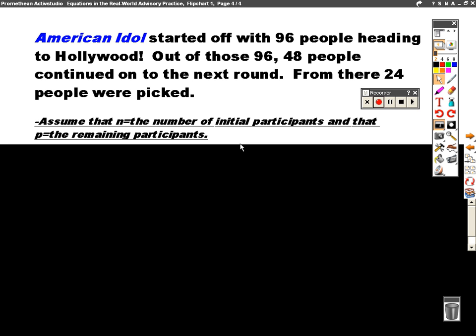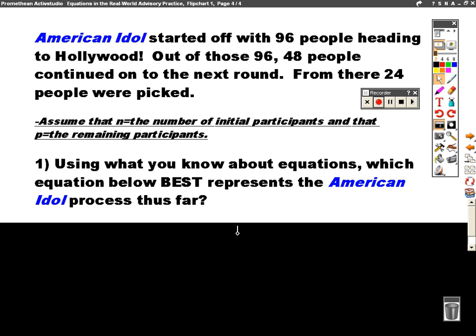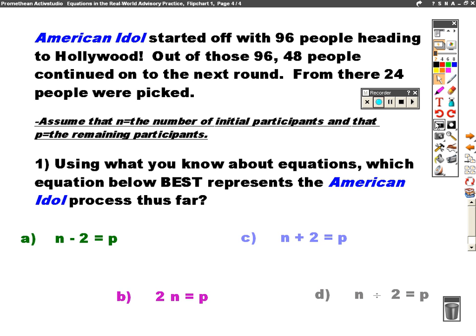So assume that n, the variable n, equals the number of initial participants, and that p, the variable p, is equal to the remaining participants. So, using what you know about equations, which equation below best represents the American Idol process thus far? When I say thus far, I mean to this point, because the rule is not going to be continuous, meaning that it might work for the first couple of scenarios, but if we kept going, it just wouldn't make sense for the situation anymore. So let's go ahead and look at our choices.